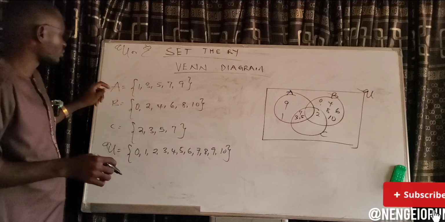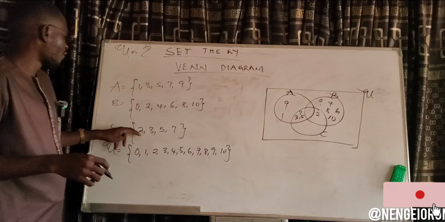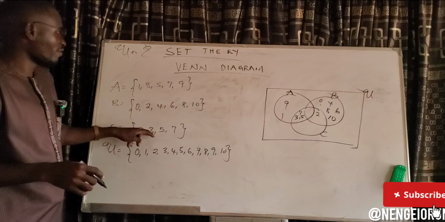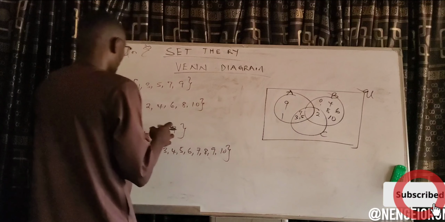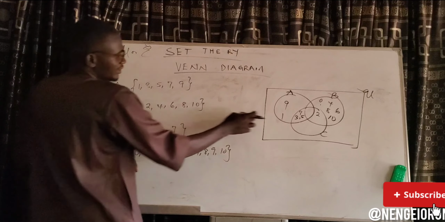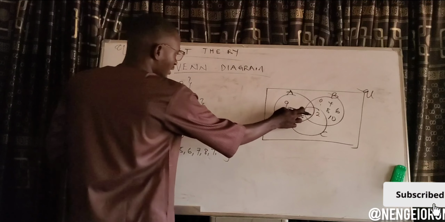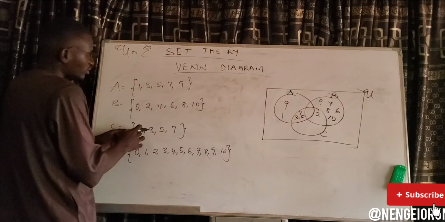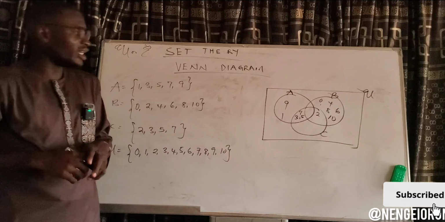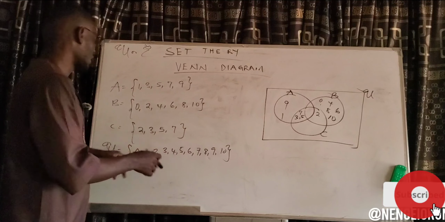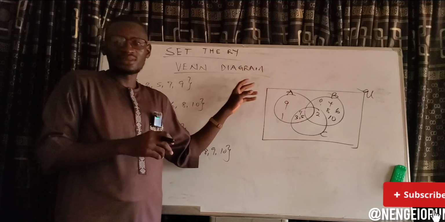So now for C, we have 3 is in C already, 5 is in C already, 7 is in C already, 2 is in C already. So there is no single element that you can see in C only without seeing it in any of the other 2 sets.